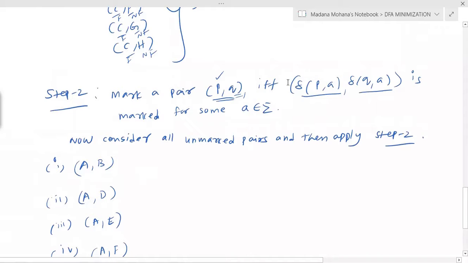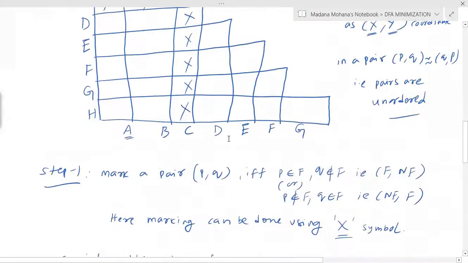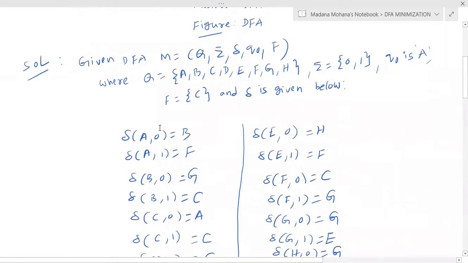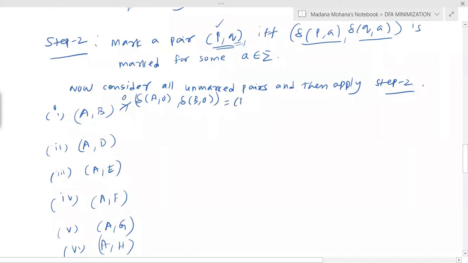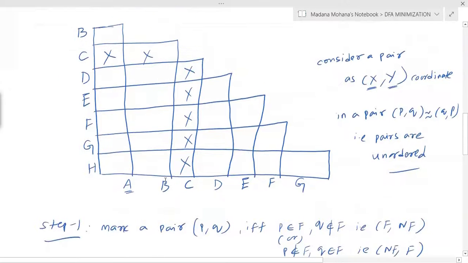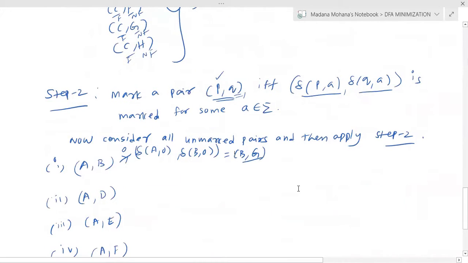Now you can apply this delta function on any one input. Suppose here the inputs are 0 comma 1. I am taking A comma B on 0. This can be written as delta of A on 0 comma delta of B on 0. Now find this value. Here the transitions we already wrote. So A on 0 equal to B, then B on 0 equal to G. So you will get B comma G. Now check whether B comma G is already marked or not. So BG, except BC, remaining all not marked. So it is not marked.